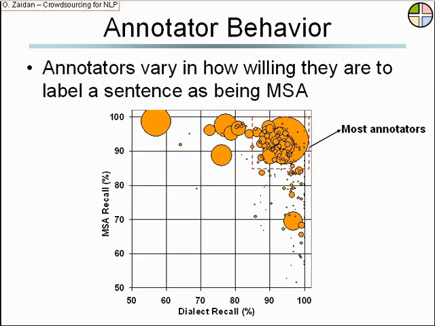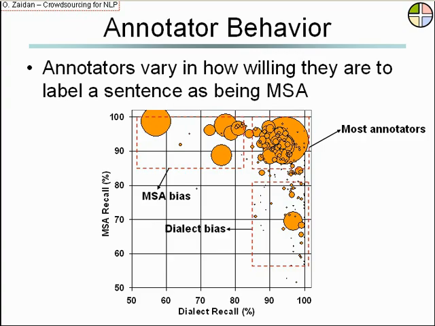That's a good thing. On the other hand, there are still some annotators that have an MSA bias: they over-identify MSA, and so they have a low dialect recall rate. Or some of them have a dialect bias: they over-identify dialect, and so they miss a lot of the MSA sentences and have low MSA recall. Now, this is all interesting annotator behavior, but we really care about the data itself. So we have this huge data set of sentences with their dialect labels.